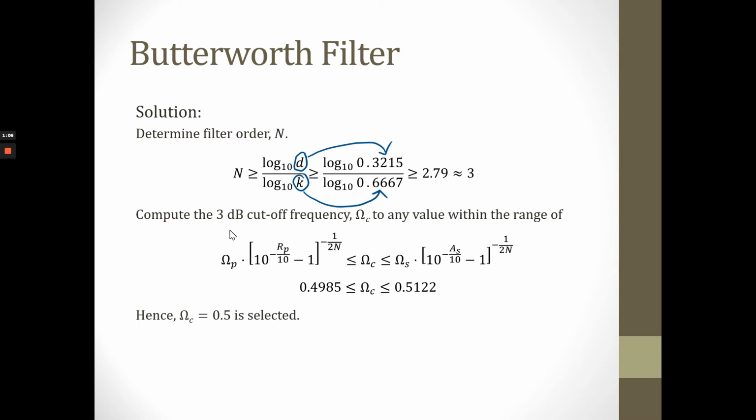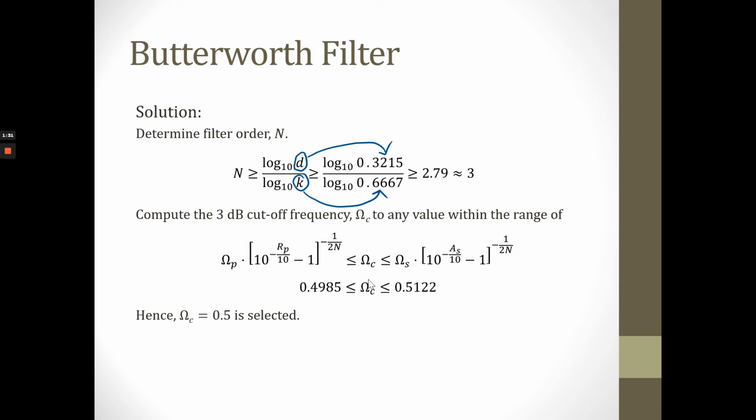And the fourth one, we compute the 3 dB cutoff frequency omega c based on the range value, which is larger than this one and smaller than or equal to this one, using the value of omega passband, attenuation passband, filter order n equal to 3, based on the value of omega stopband, attenuation stopband, and also filter order n equal to 3. Therefore, we have this range.